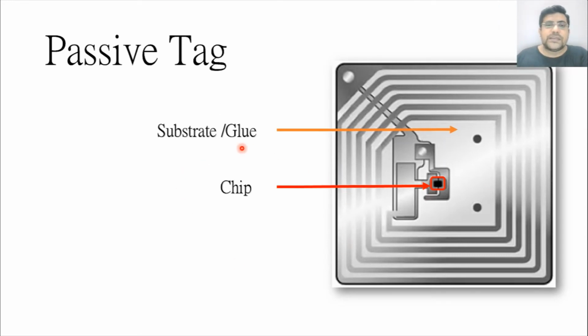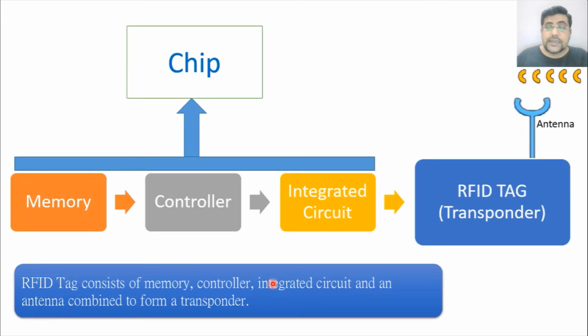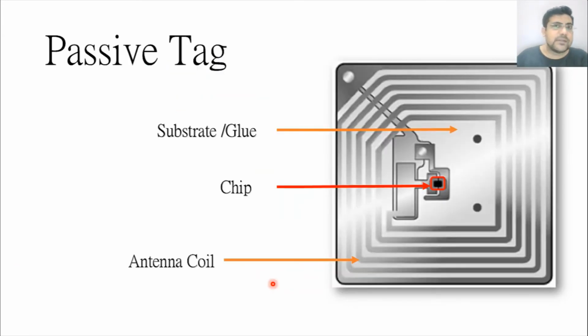Another component is the substrate or glue, which is used to paste that tag, and then it has an antenna coil. This is the antenna coil. You can see the antenna coil. So this is the passive tag. I'll tell you the difference between active and passive tag.